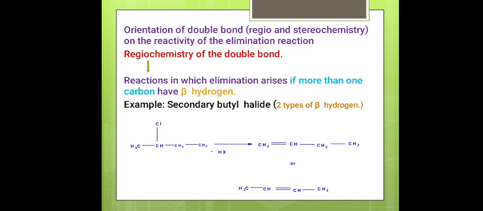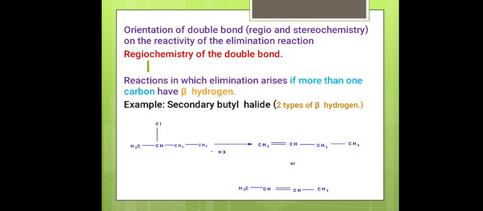So coming to the topic, orientation of the double bond. In this, the regiochemistry and stereochemistry part of it will be explained for the reactivity of the elimination reaction. Regiochemistry of the double bond involves the reactions in which the elimination arises if more than one carbon has beta hydrogen.